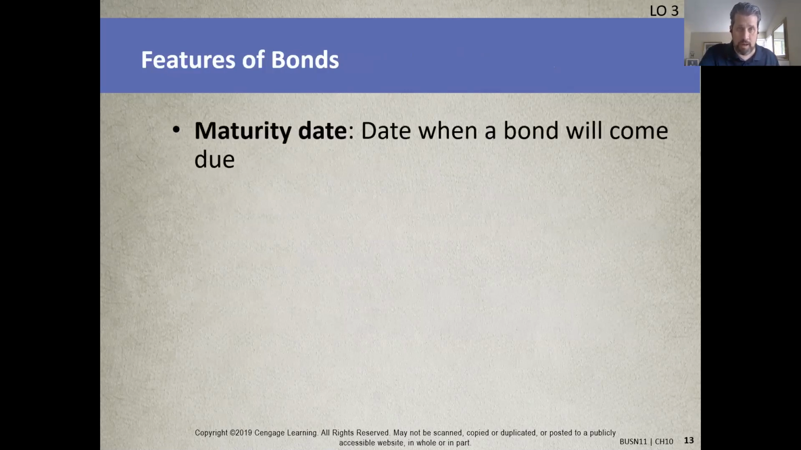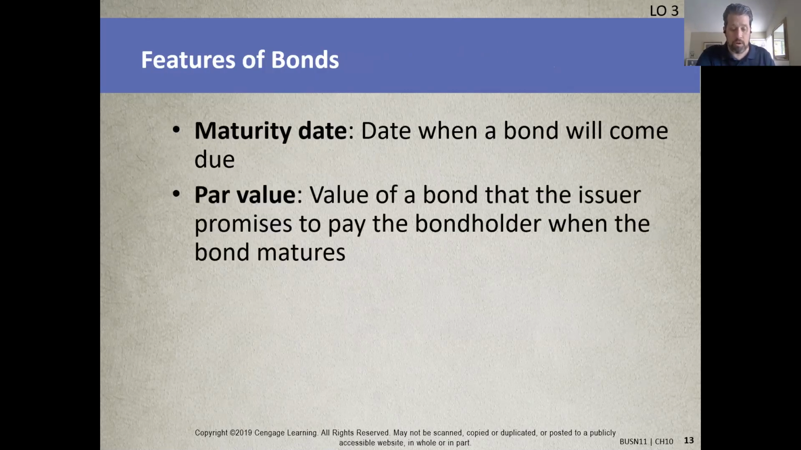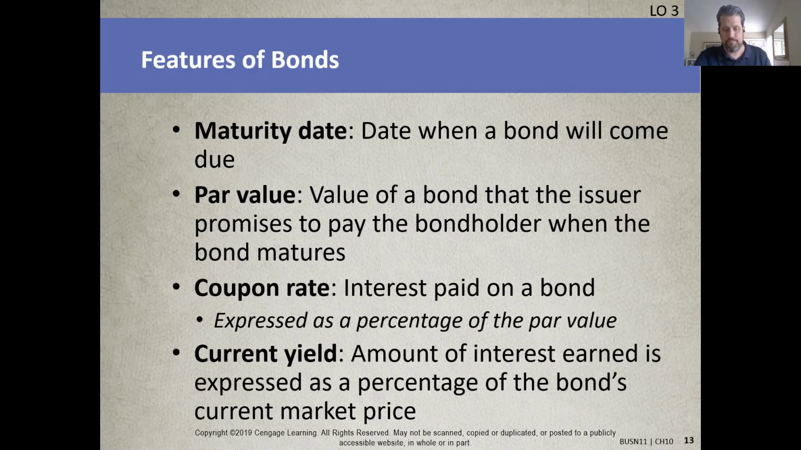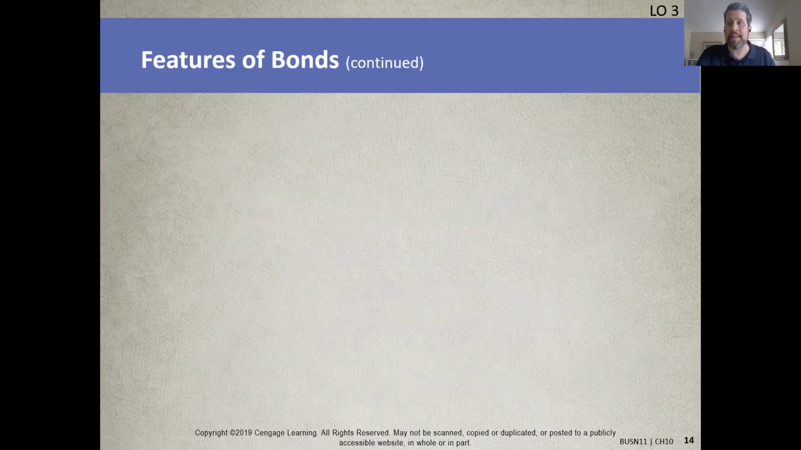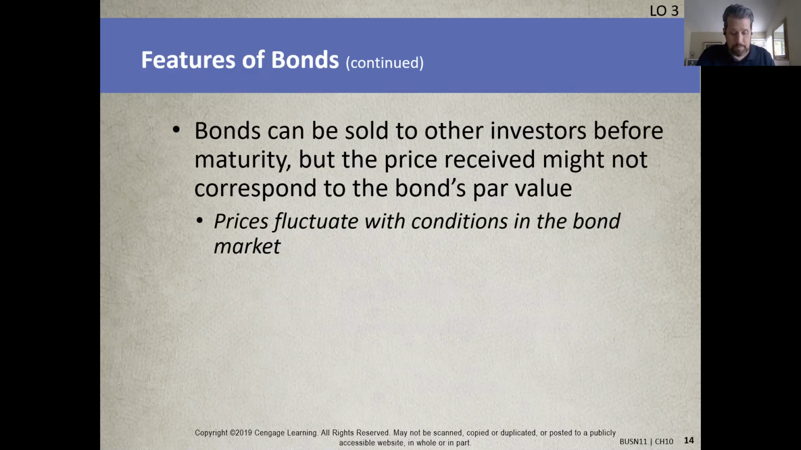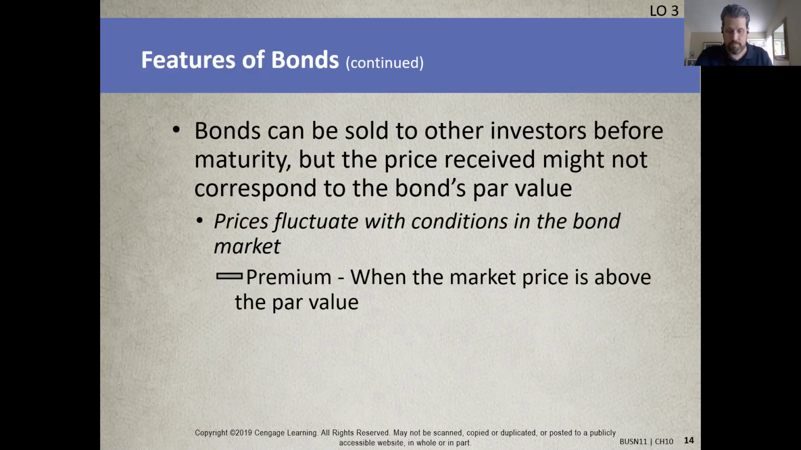Some of the features of bonds: long-term bonds issued by corporations usually mature 10 to 30 years after the issuance. But longer maturities are possible, okay? Bondholders can sell their bonds to other investors before they mature, but the price they receive might not correspond to the bond's par value because bond prices fluctuate with conditions in the bond market. When a bond's market price is above its par value, it's selling at a premium. When its price is below par value, it's selling at a discount. Unlike dividends on stock, a firm has a legal obligation to pay interest on bonds and to pay the bondholder the par value of the bond when it matures.